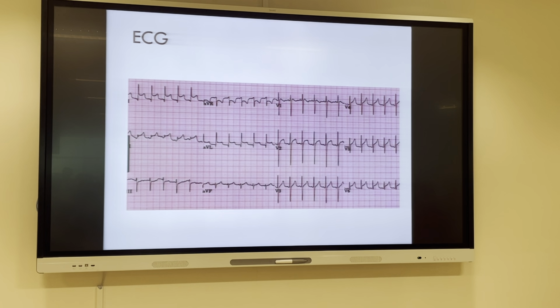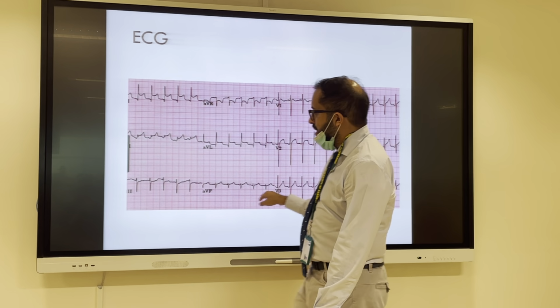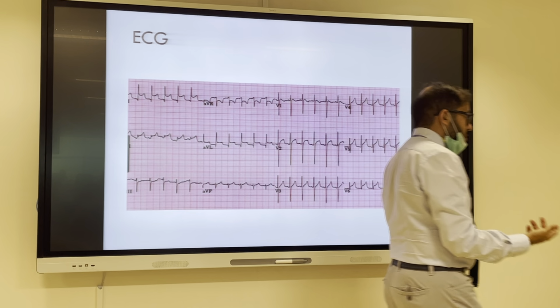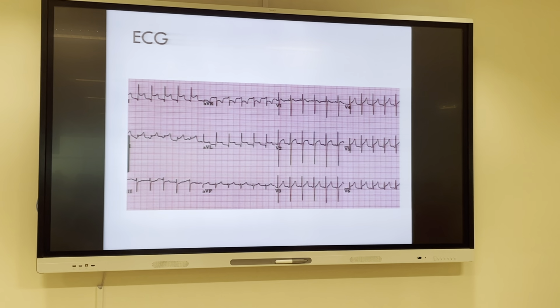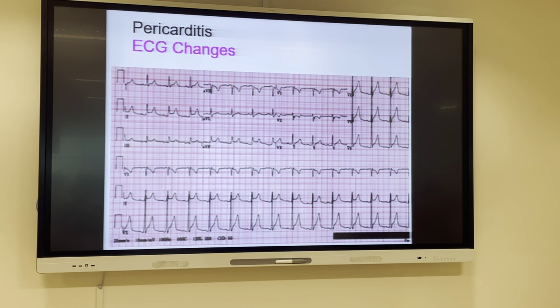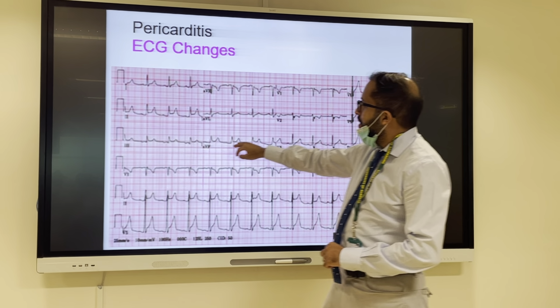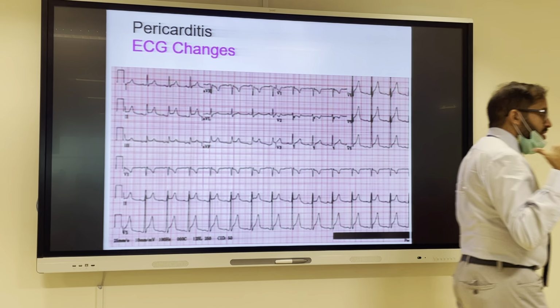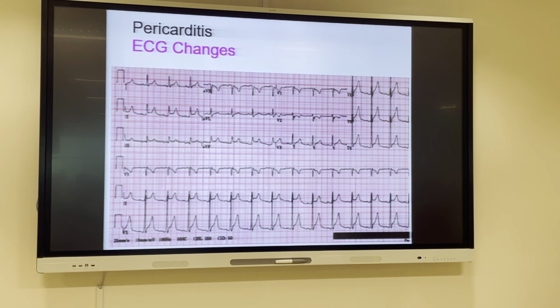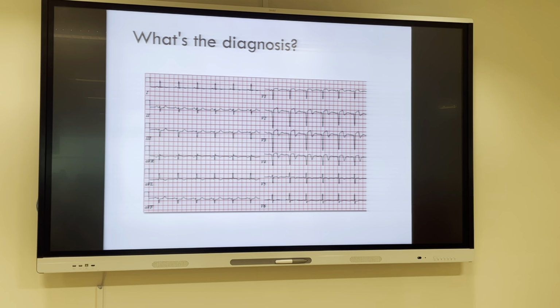Okay, so this is about 120, so it is tachycardia. ST elevation, there's some PR depression, so this is pericarditis. Okay, that's fine. Again, ST elevations here, PR depression. What do you guys think? Pericarditis, okay. How about this one? What's the diagnosis here?